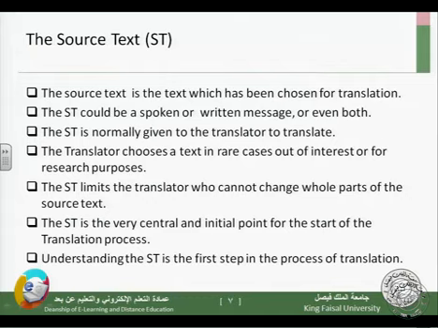Therefore, understanding the source text is the first step in the process of translation. So we have source language, number 1, element 1. We have a source text, number 2, which is very, very important. The translator has to use this source text, has to understand it, has to use it as a starting point. So it is essential, it is central for any translator to do any translation.